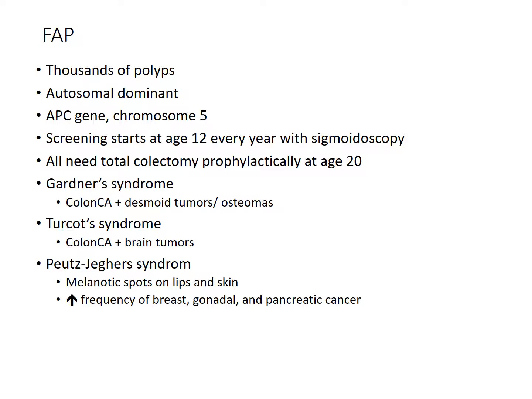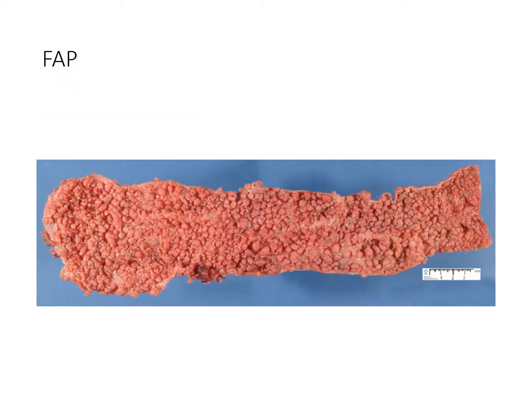Some associated syndromes. You have Gardner's, which is your desmoids and osteomas. Your Turcot's, which is associated with brain tumors. And these are both also APC related. Then you have your Peutz-Jeghers syndrome, which is hamartomas and the melanotic spots on the lips and skin. These patients also have increased frequency of breast, gonadal, and pancreatic cancer. Peutz-Jeghers is associated with the STK11 gene. Here's a photo of your FAP, just studded with polyps.